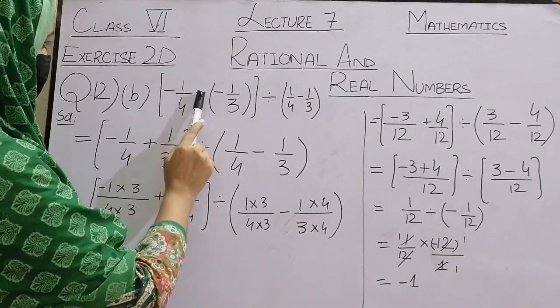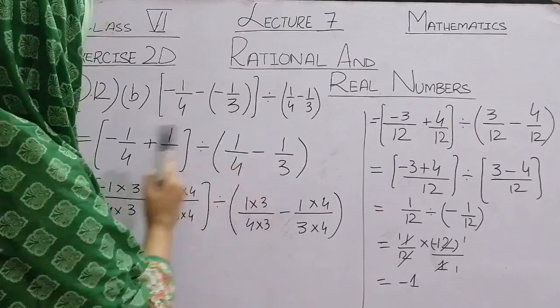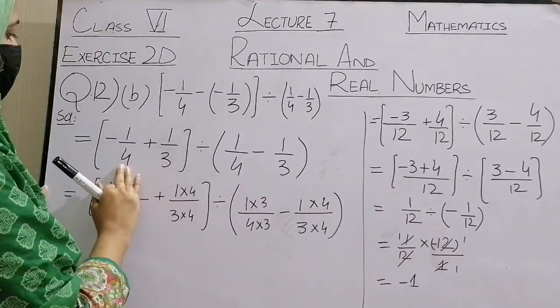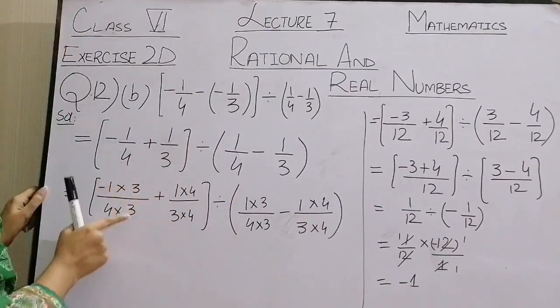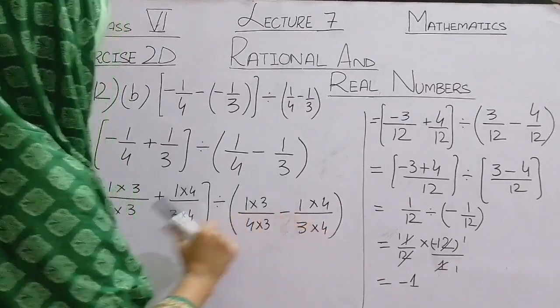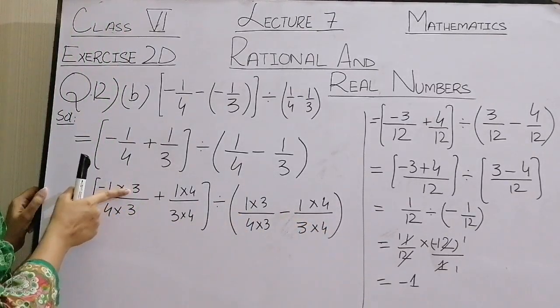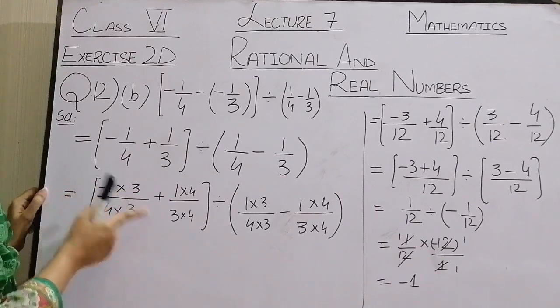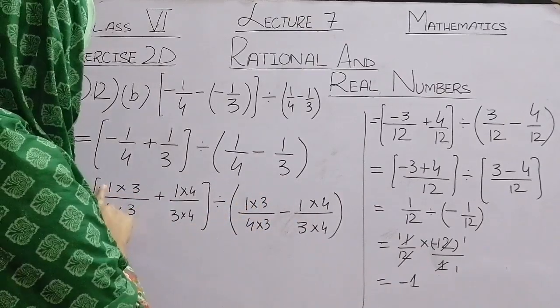Solve the brackets first. Minus minus plus. Now we have to make the denominator the same in each of these brackets. 4 3s are 12, 3 4s are 12, 4 3s are 12, 3 4s are 12. Whatever you do in the denominator, the same operation is done in the numerator as well. Same with these. Now multiply.